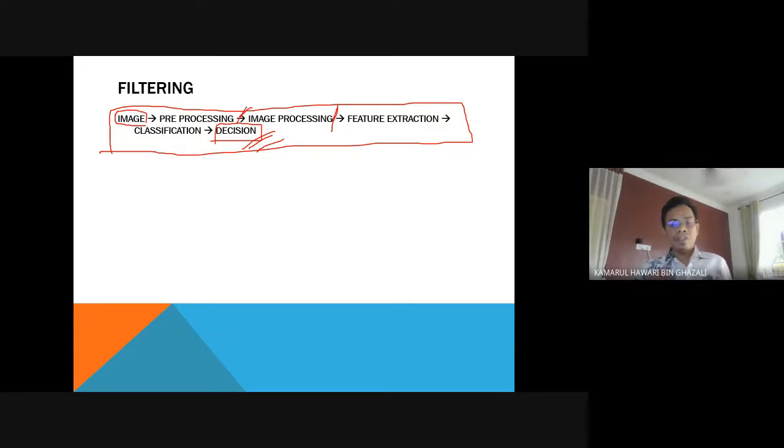But if you do research at master level or PhD level, you maybe just focus up to here. You don't care about this one. But as an engineer, you have to come up with everything up until this one. So, image, we do the pre-processing, perform image processing, feature extraction, classification, and decision. So we are going to learn all these steps until the end of the semester, and you understand, oh, this subject is about image processing. You have an image, process it, then you have a decision, the final decision.